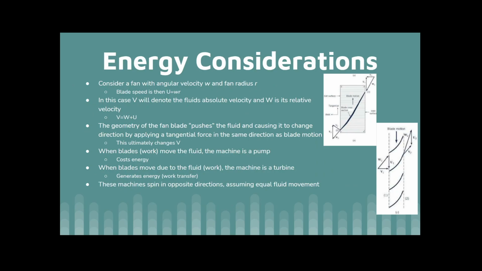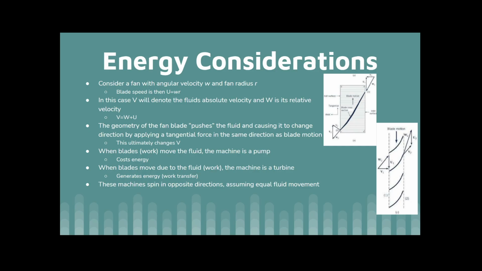When looking at energy transfer within a turbo machine, we're going to consider a fan with angular velocity W and fan radius R. Here, blade speed is then represented by capital U, which equals WR. In this case, capital V will denote the fluid's absolute velocity, and W will be its relative velocity. Its absolute velocity is equal to its relative velocity plus its blade speed.